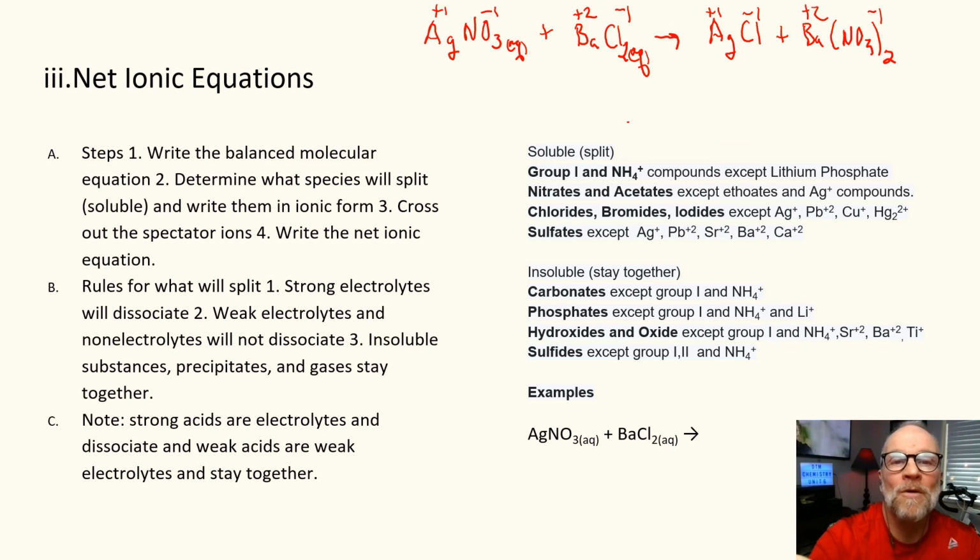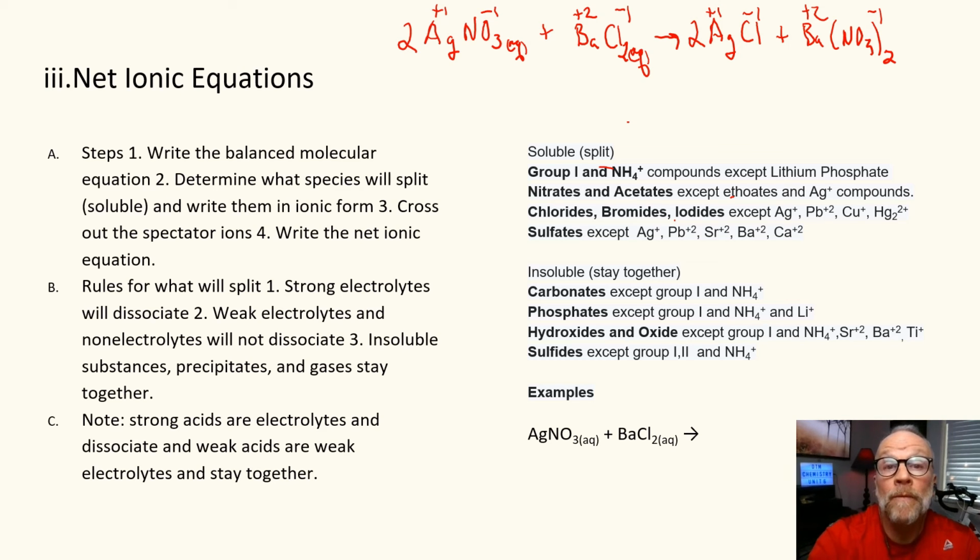So here we have 1 silver, 1 silver, 1 nitrate. We have 2 over there, so we have to put a 2 in front of silver nitrate. 1 barium, 2 chlorine, so we have to put a 2 in front of silver chloride. All right, so now we can start looking at our solubility rules and seeing what will split and which will not. Okay, so I'm going to look at silver nitrate first.